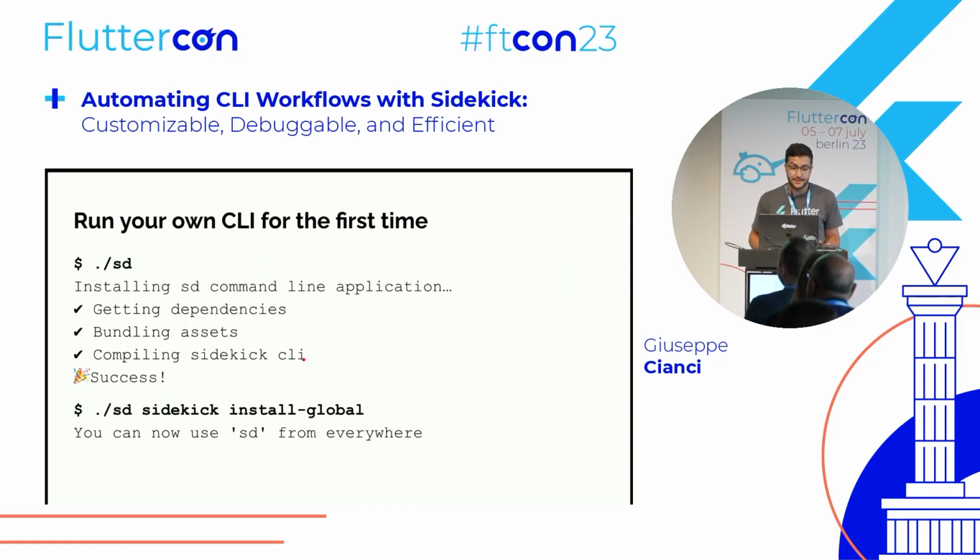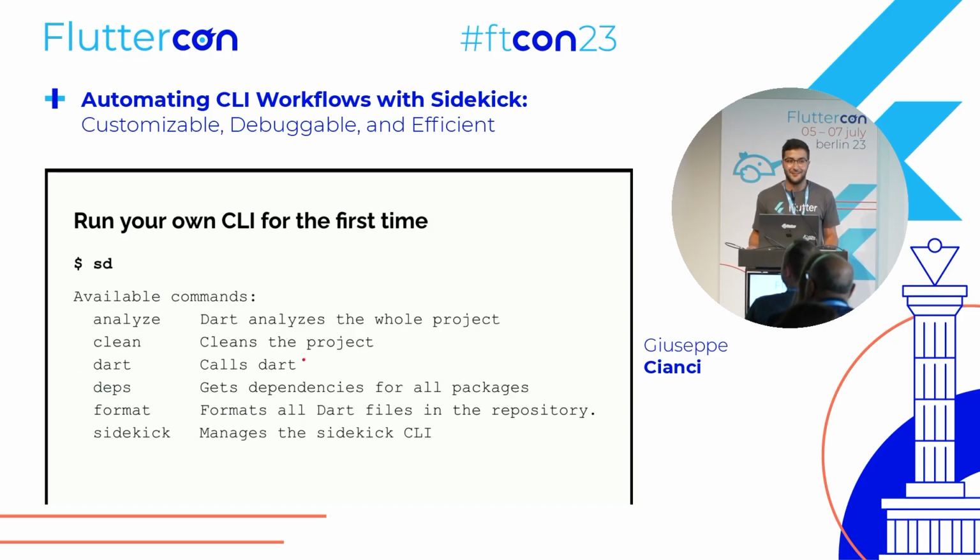And now I'm running the command sidekick install global. Every CLI comes with a sidekick command, which then has subcommands. In this case, I'm calling the install global subcommand. What this does is it just adds the SD entry point file to path, so I don't have to type the / every time I want to use my CLI.